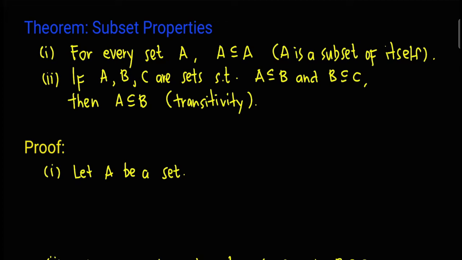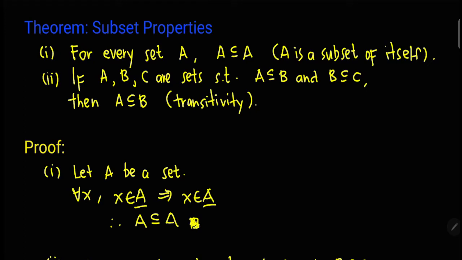So let A be a set. Now, for any object X, we know that X is in A implies that X is in A. That's a very simple statement: since X is in A, then X is in A. But mathematically speaking, this follows the definition of subset: any X in the first set is contained in the second set. So we can conclude that the first set A is a subset of the second set A. So that's how we prove the first property.